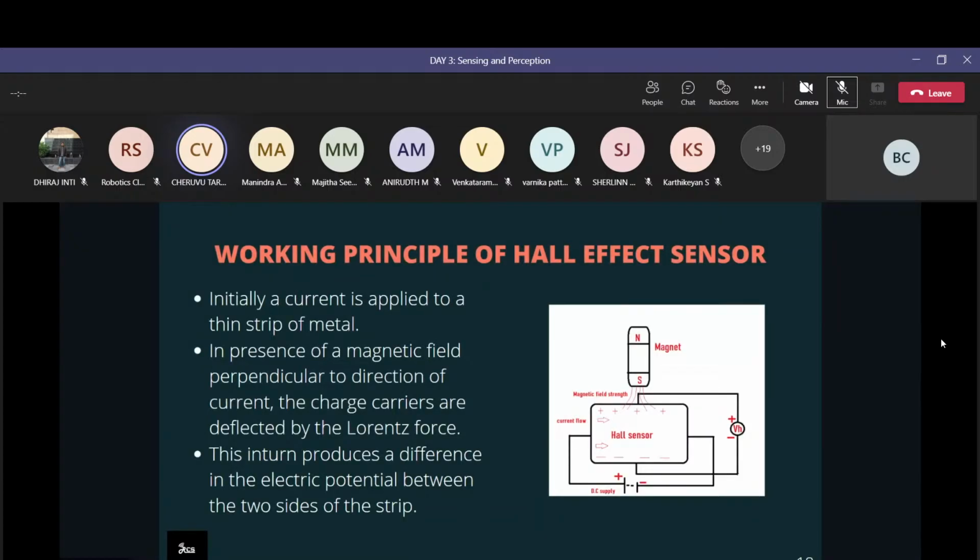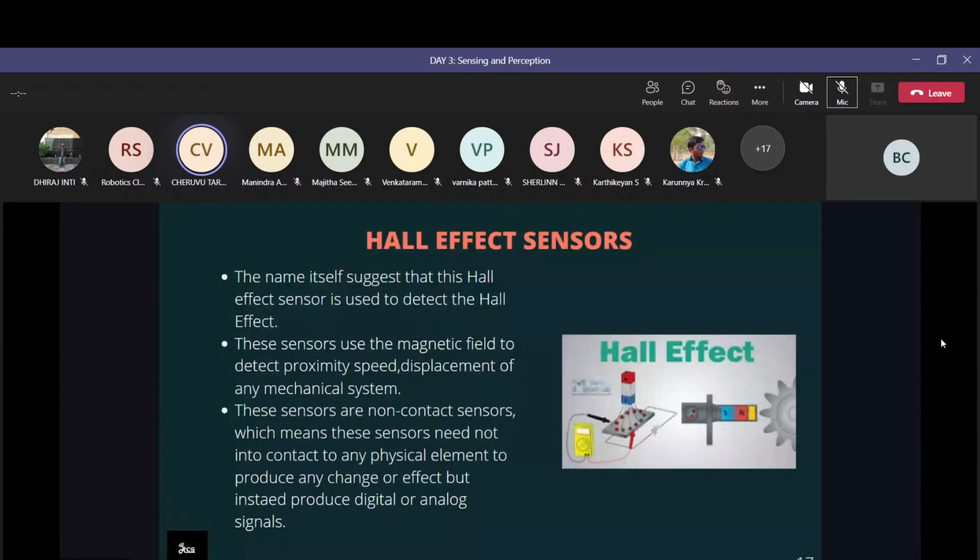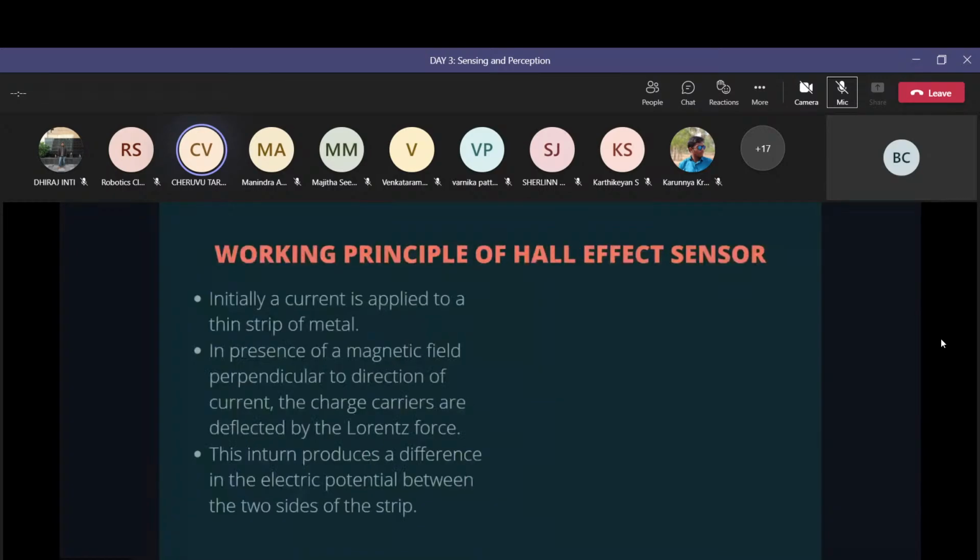So initially, current is applied to a thin metal strip. You have this thin metal strip, or you can say you have this conductor. In the presence of it, initially current is applied to that strip, and as we have discussed as of now, there is a presence of a magnetic field perpendicular to the direction. Like you are bringing the magnet in a perpendicular direction to the conductor. So you bring a magnet in a perpendicular direction to the conductor. In the perpendicular direction, the charge carriers are deflected with a Lorentz force.